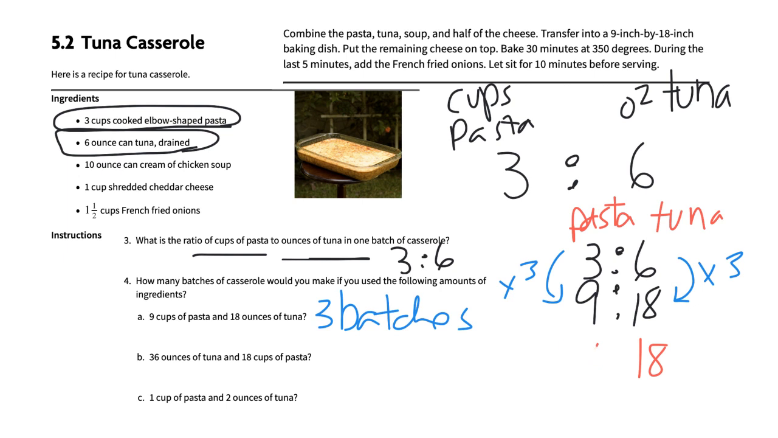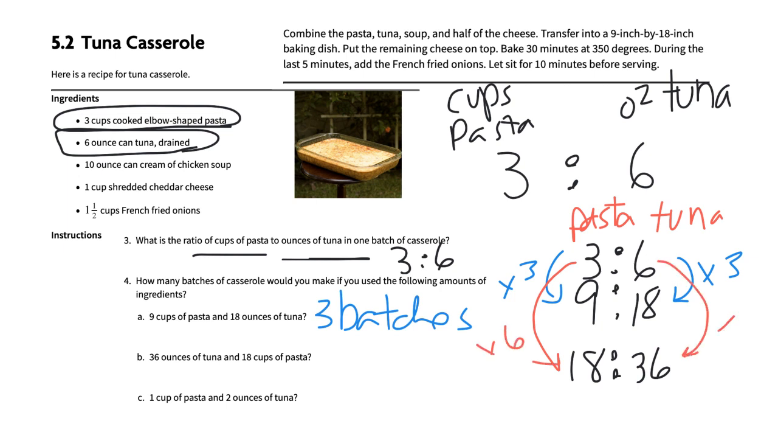That's kind of cool. So I got to erase that, because down here it says 36 ounces of tuna and 18 cups of pasta. So the 36 needs to be over here. Ooh, that's tricky. So they got 36 and then 18. So if the original was 3 to 6, and then all of a sudden it's 18 to 36, what did we multiply by? Well, we took that 3 and we multiplied by 6 to get 18. We took the 6 and multiplied by 6 to get 36. So that means we did 6 batches of the casserole.